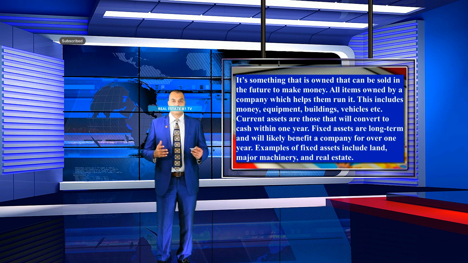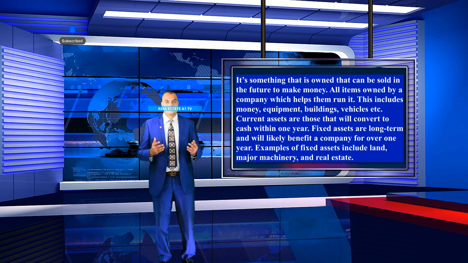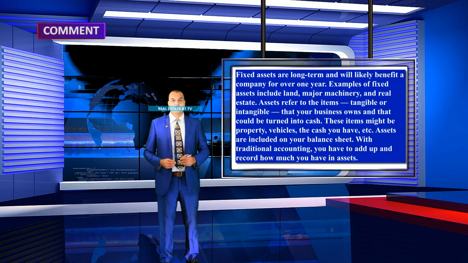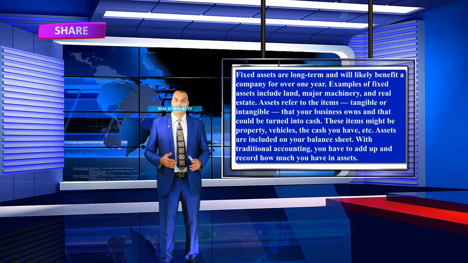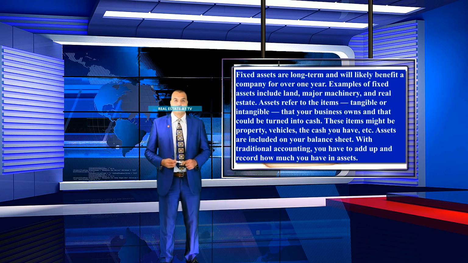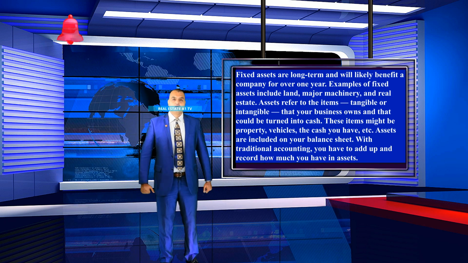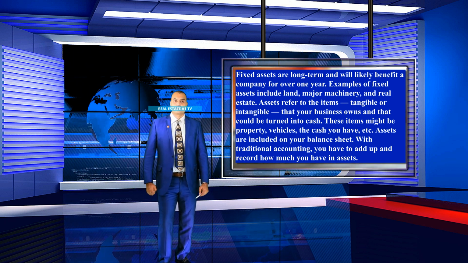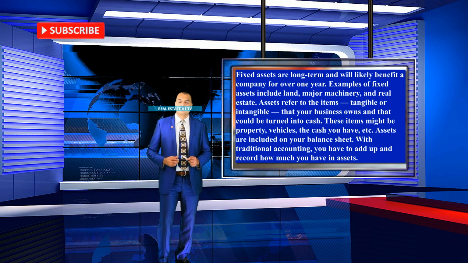It's something that is owned that can be sold in the future to make money. All items owned by a company which helps them run it. This includes money, equipment, buildings, vehicles etc. Current assets are those that will convert to cash within 1 year. Fixed assets are long-term and will likely benefit a company for over 1 year. Examples of fixed assets include land, major machinery, and real estate.